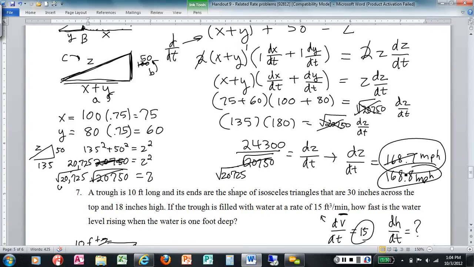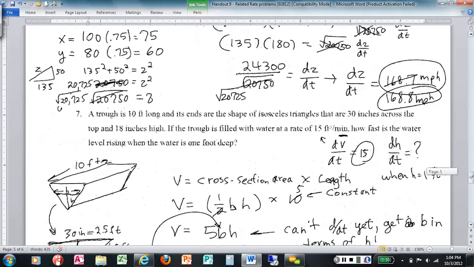24,300 divided by the square root. But you know us math people, we just don't like even little bitty errors. Yeah. Okay. Feel better now there. All right, so number 8.